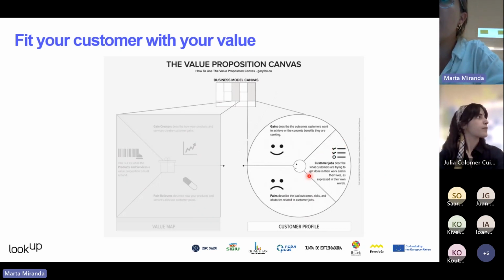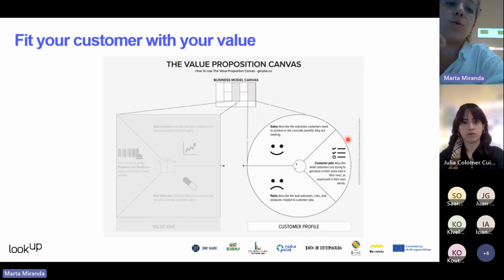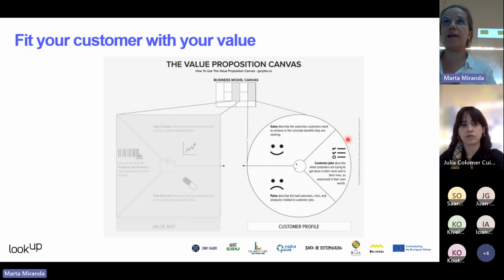So first of all, we need to fill in this part of the customer profile, which are the jobs. They describe what customers are trying to get done in their work and in their lives, as expressed in their own words. The idea is to maybe interview a customer of Uber and see what their daily activities are. For example, I'm taking my private car to go to my job.